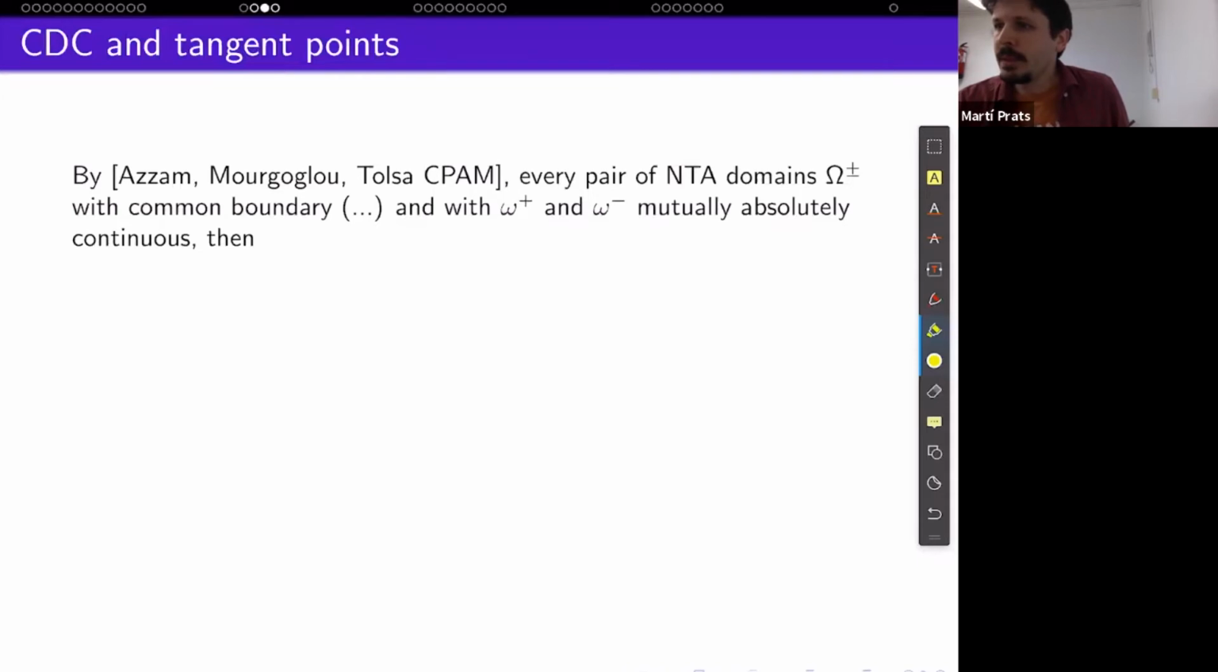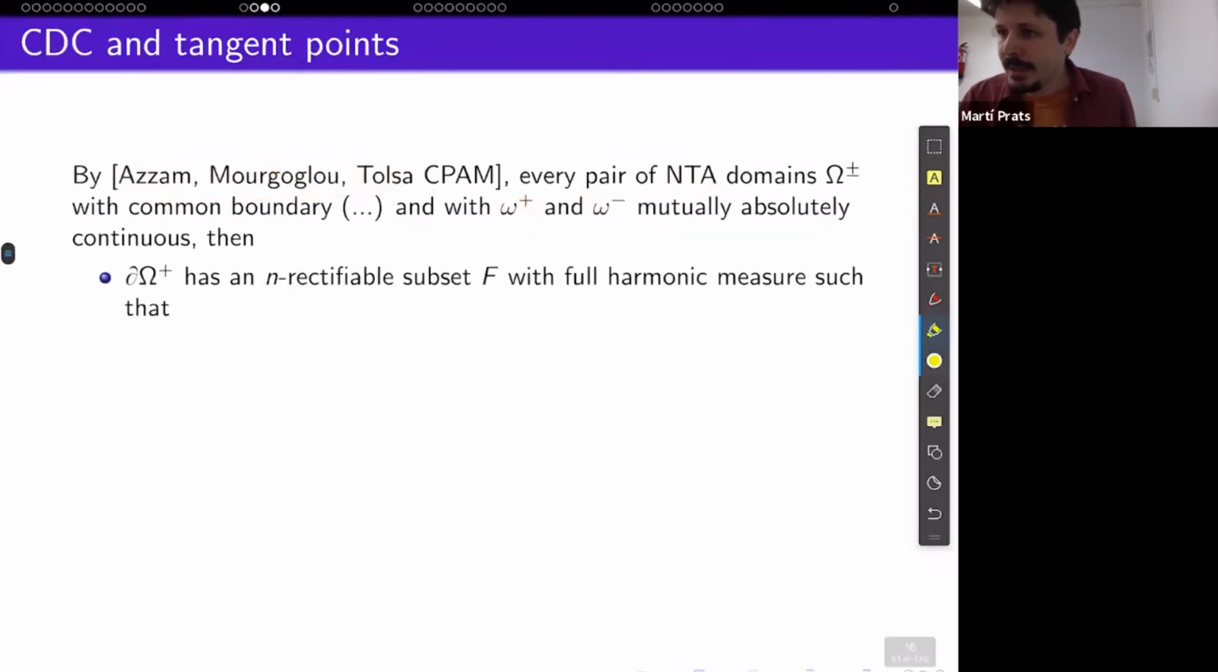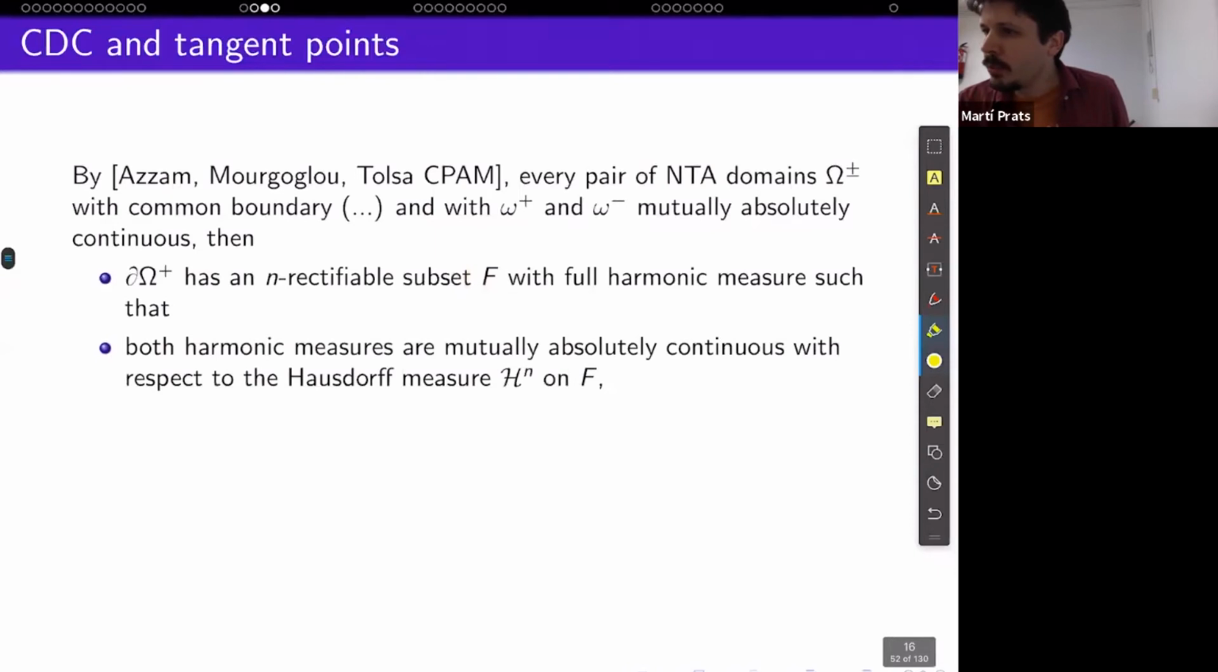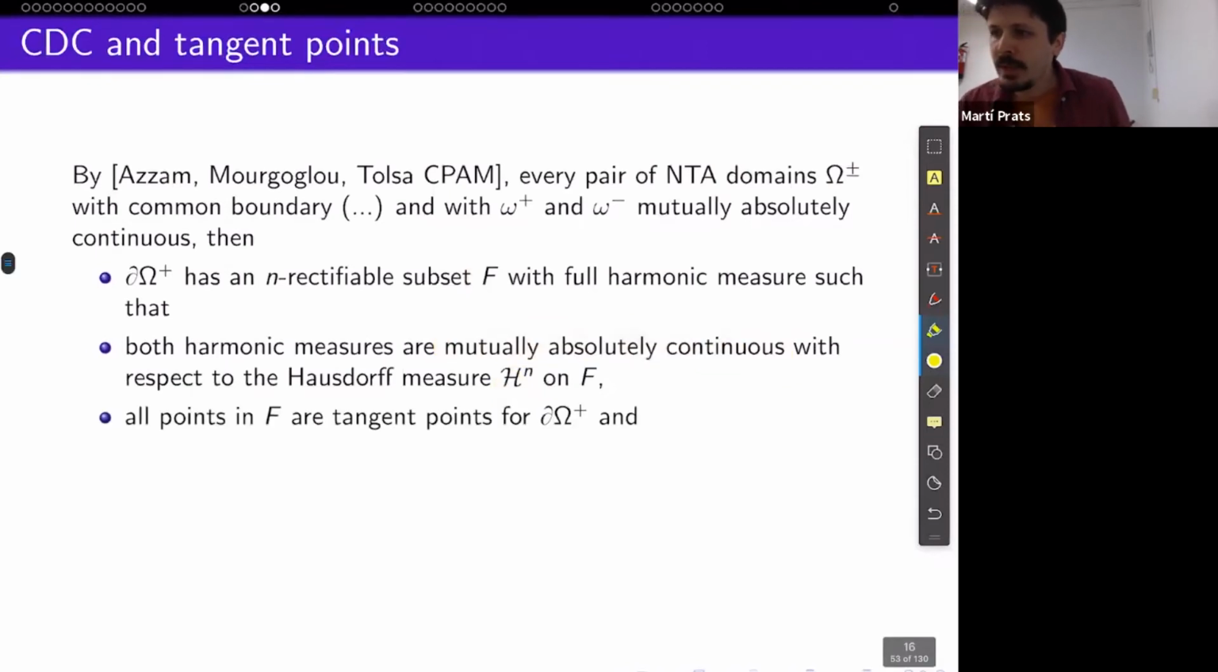There is a work by Azzam, Mourgoglou, and Tolsa that showed that CDC domains, in particular NTA domains, with common boundary and such that the harmonic measures, exterior and interior, are mutually absolutely continuous, then the boundary of the domain has a rectifiable subset F with full harmonic measure, such that the following happens. First, both harmonic measures are mutually absolutely continuous with respect to Hausdorff measure as well, on F. All points on F are tangent points.